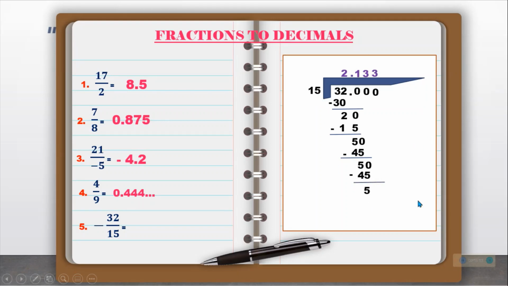So repeating decimals. So the answer is negative. Bakit naging negative? Kasi may negative dito. So, yung answer niya is also negative. Negative 2.1 and then 333. Tatlong dot. That is the final answer.